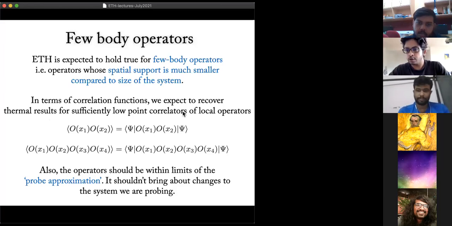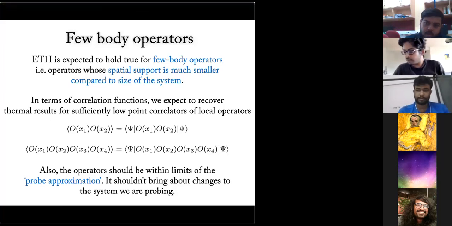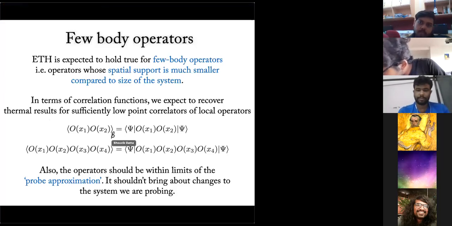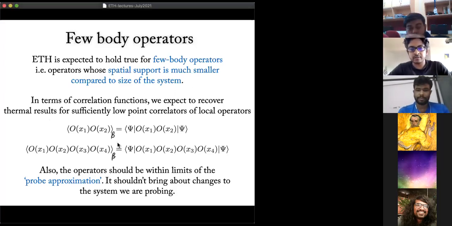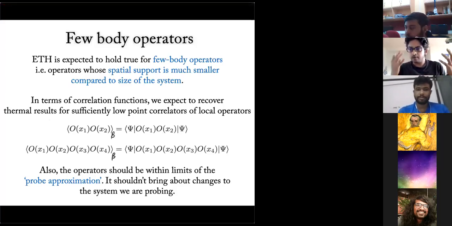of local operators. So for example, you can consider a 2-point function. On the left-hand side, this is the thermal 2-point function, and on the right-hand side is the excited state 2-point function. In a system that obeys ETH, you can see that sufficiently low-point correlation functions can show this equality between the thermal state and the excited state.